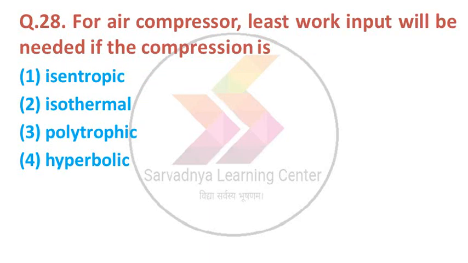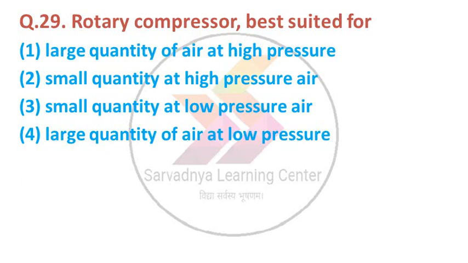Next question. For an air compressor, least work input will be needed if the compressor is: option 1, isentropic; second, isothermal; third, polytropic; 4, hyperbolic. The correct answer is option number 2, isothermal. Next question. Rotary compressor is best suited for: option 1, large quantity of air at high pressure; second, small quantity of air at high pressure; third, small quantity of air at low pressure; 4, large quantity of air at low pressure. The correct answer is large quantity of air at low pressure.